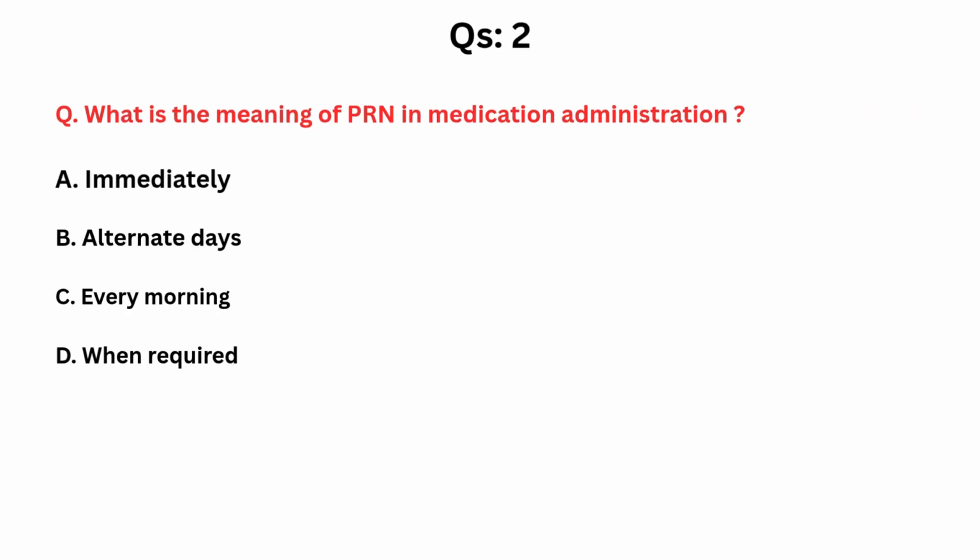Question number 2. What is the meaning of PRN in medication administration? Option A, immediately. Option B, alternate days. Option C, every morning. Option D, when required. The right answer is option D, when required.